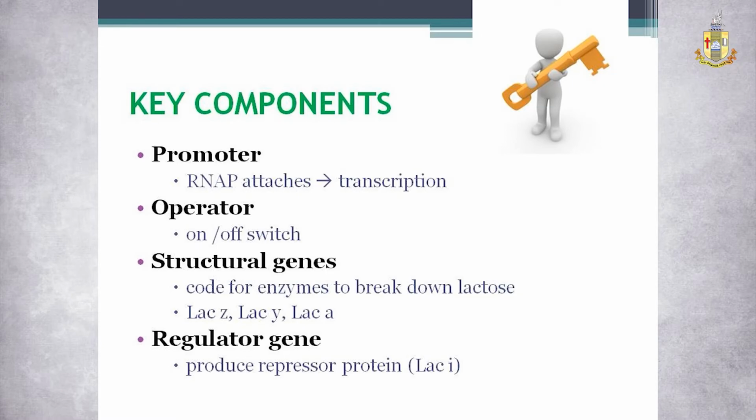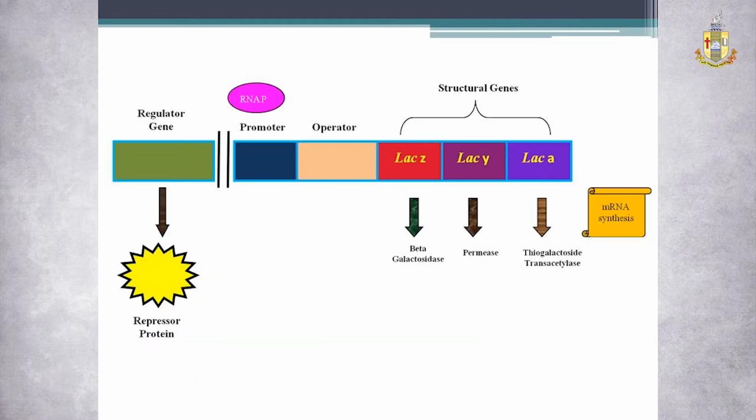The key components of the lac-operon system are: the promoter, which is where the RNA polymerase first attaches for transcription. The operator, which is an on and off switch for transcription. The repressor blocks the RNA polymerase enzyme. Structural genes, which code for the enzymes to break down lactose. It has three genes, namely LAC-Z, LAC-Y and LAC-A. And the regulator gene, LAC-I, which produces a repressor protein.